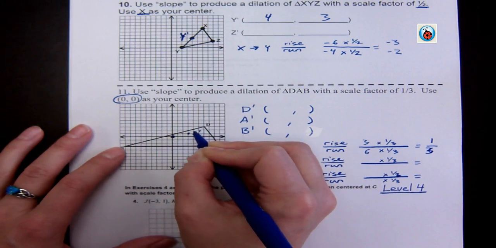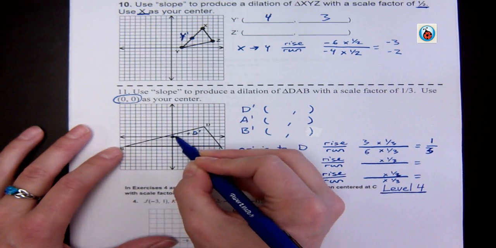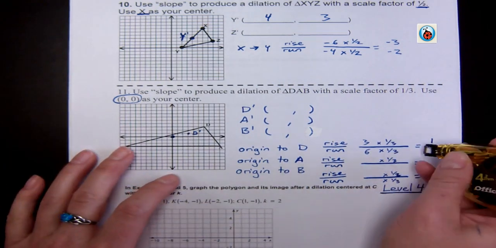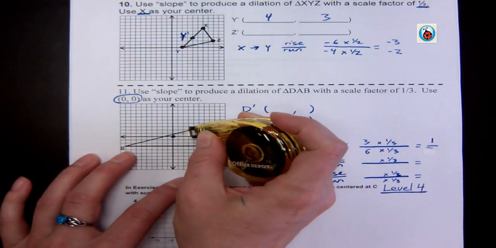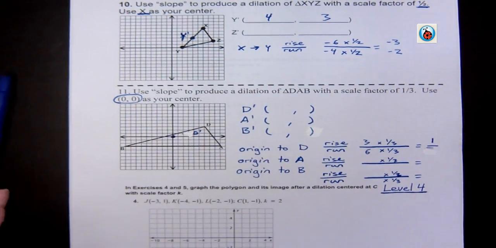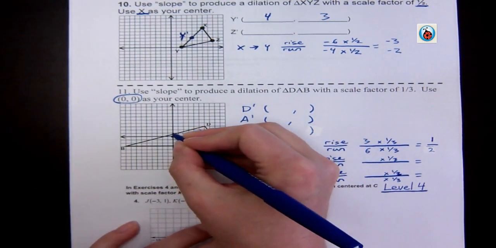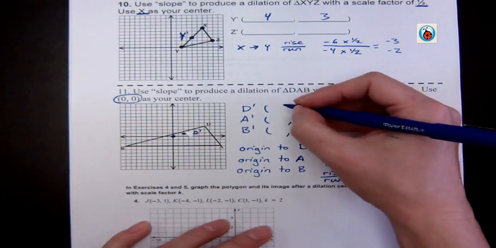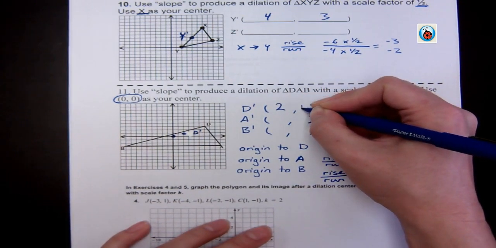So when our center is our origin, we aren't doing a point on the line like before, but it will still look in between those two. That's wrong. 6 divided by 3 is only 2. And so it'll be 1 and 2 will be my rise and my run. So it needs to be 1 and over 2 is my D prime. And so that gives me coordinates of 2 and 1.